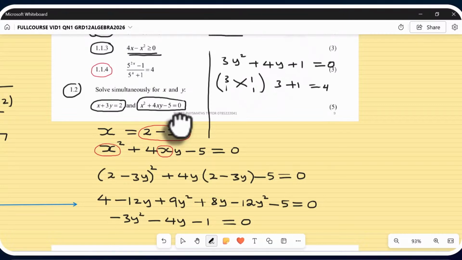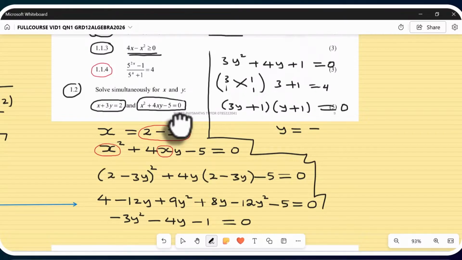But don't forget our x. We said our x was equal to 2 minus 3y. So when y is negative a third, x is going to be 2 minus 3 times negative a third. Now it becomes x equals 2 plus 1, which gives us x equals 3.